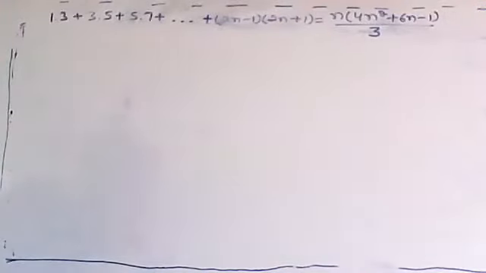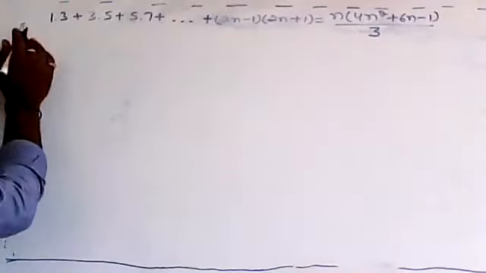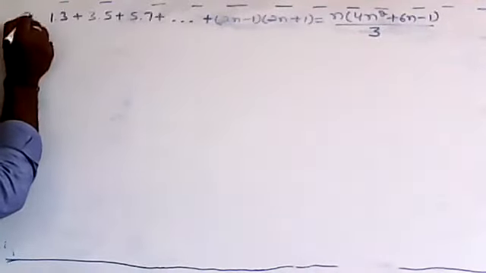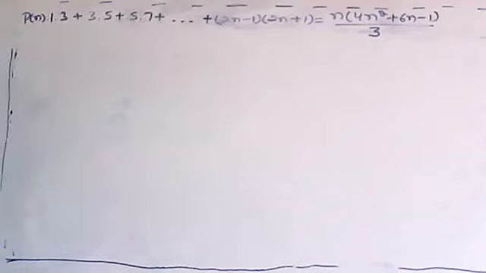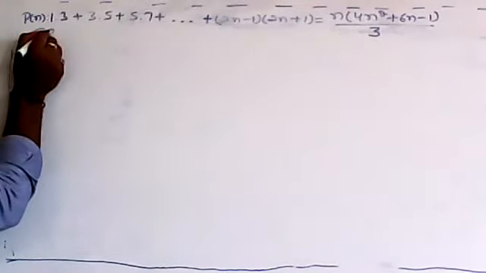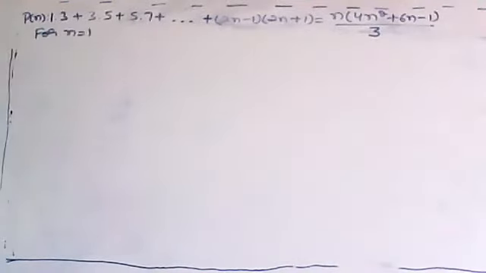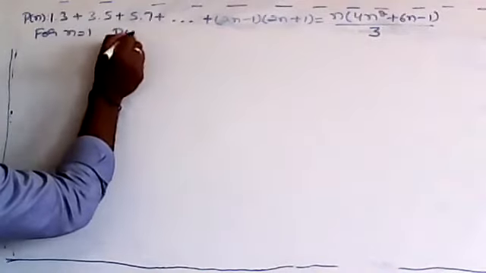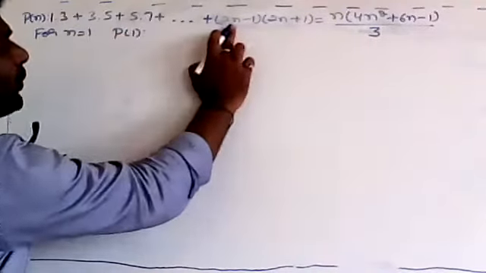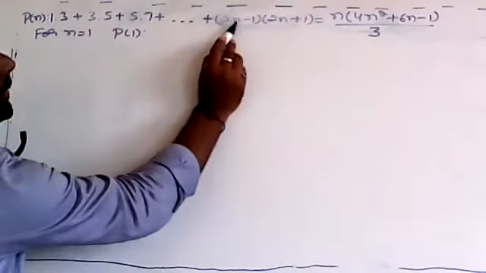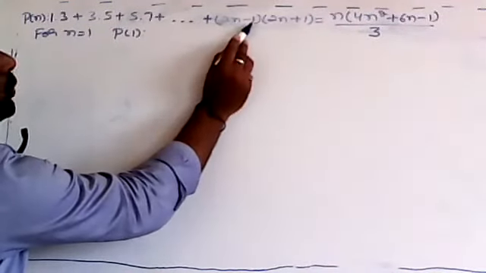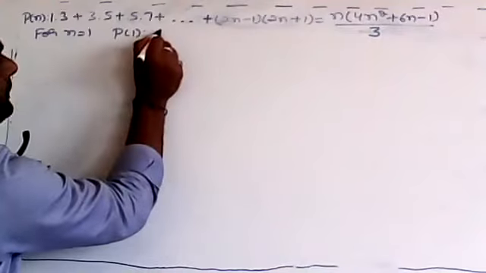Same as before. I'm taking this one as P of n. After that, move on to the first case: n is equal to 1, so that becomes P of 1. In the nth term, you put 1. 2 into 1 is 2, 2 minus 1 is 1.